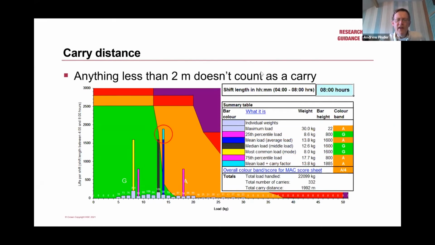And the final thing is the carry factor, which is the pale blue bar on top of the dark blue bar. Now, be aware that if you put a carry distance of less than 2 meters, we don't consider that to be carry, so that will be ignored. And the figures at the bottom also give you an indication of total load, total number of carries, and the total carry distance for the whole data set.